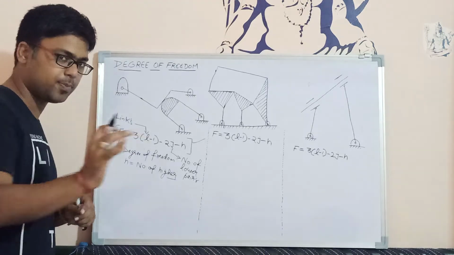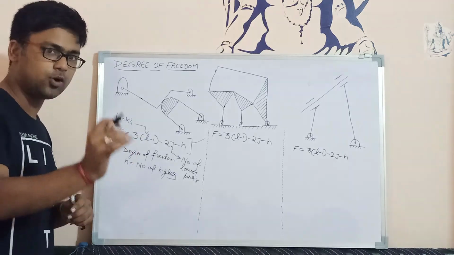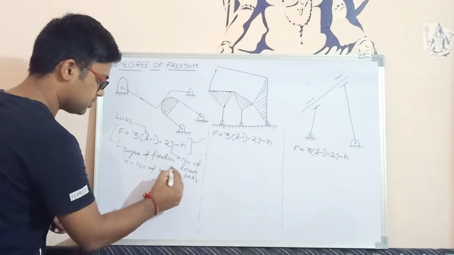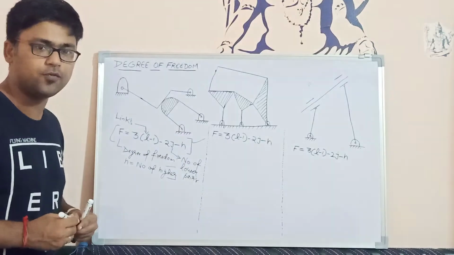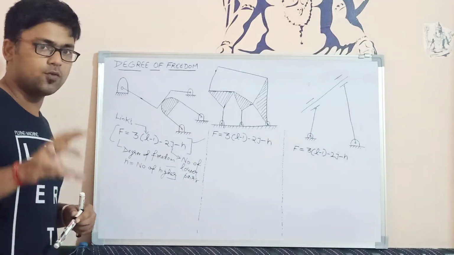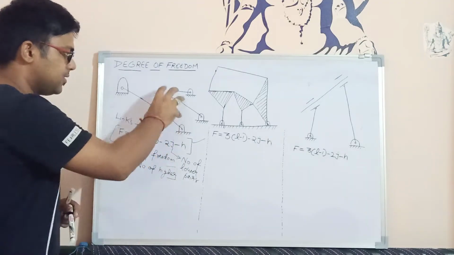Surface contact means lower pair, clear? Point or line contact means higher pair. So we have to apply this formula for these 3 examples, and we have to find the value of degree of freedom. So we are going to start with the first example, this one.